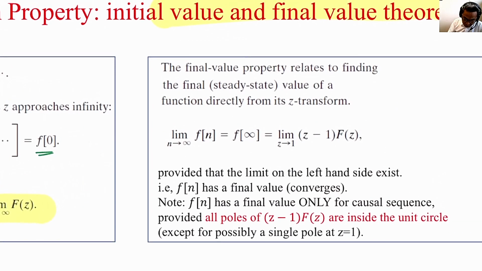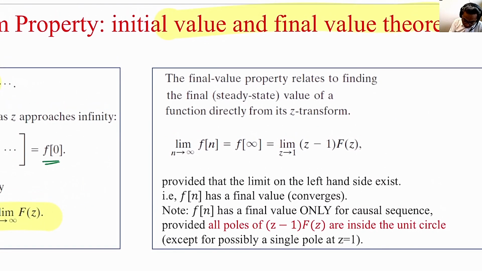In the final value theorem, what we can do to find f(n) as n tends to infinity is to multiply F(z) by z minus 1 and let z tend to 1. We'll not prove this, we'll just state this property.